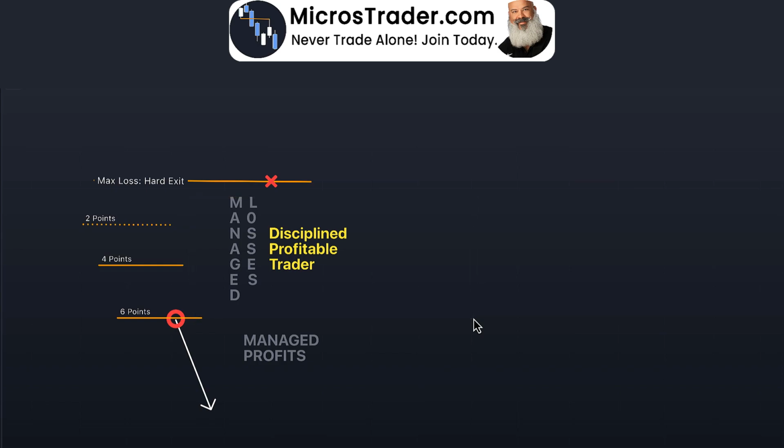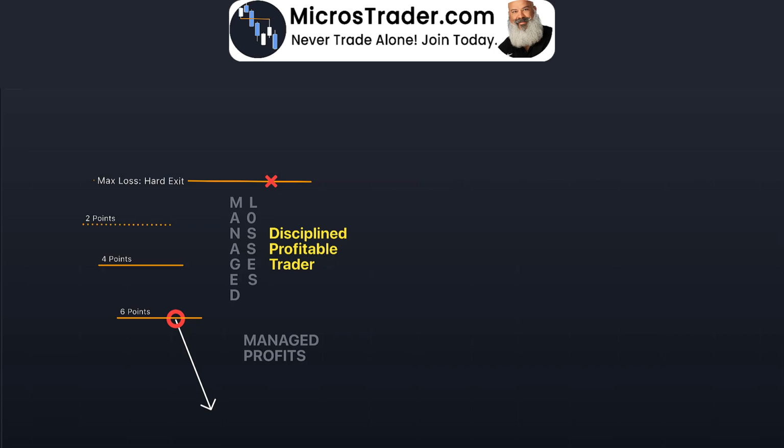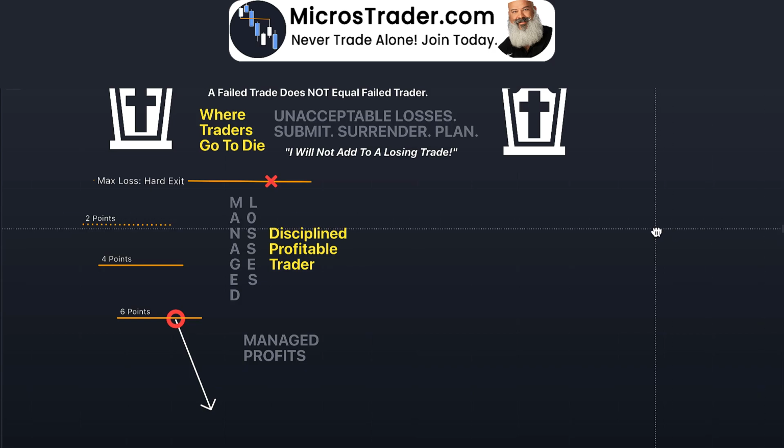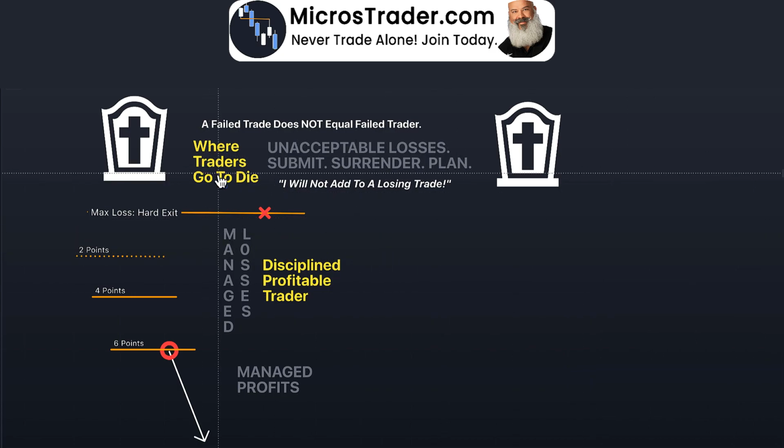And what's even more vital is the fact that you do not add to your position up here, making your losses worse further away from your entry. So what resides up there? Doom. That's what resides up there, is doom. This is where traders go to die. The charts are littered with traders' bodies who decide to stay in their trade past their hard exit, who decide to add to their trade beyond their hard exit. It's littered with their bones and their dead accounts.